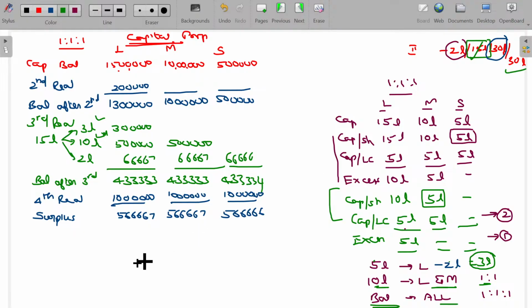Now, last, fifth realization. Also 30 lakhs will be shared among the three partners equally. 10 lakhs, 10 lakhs, 10 lakhs.